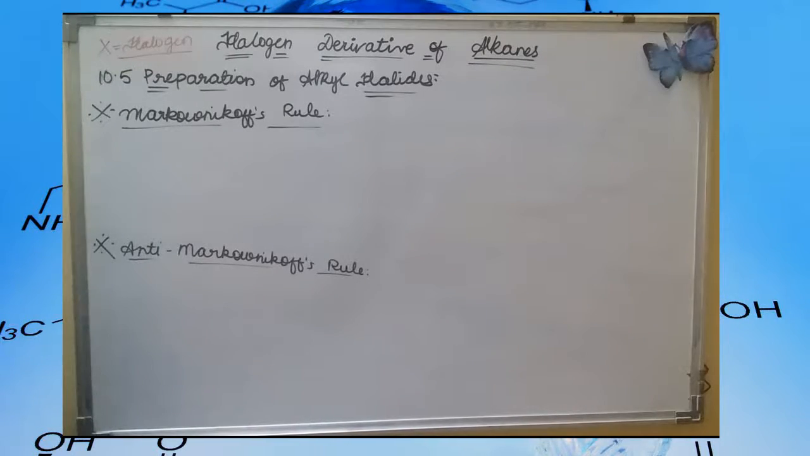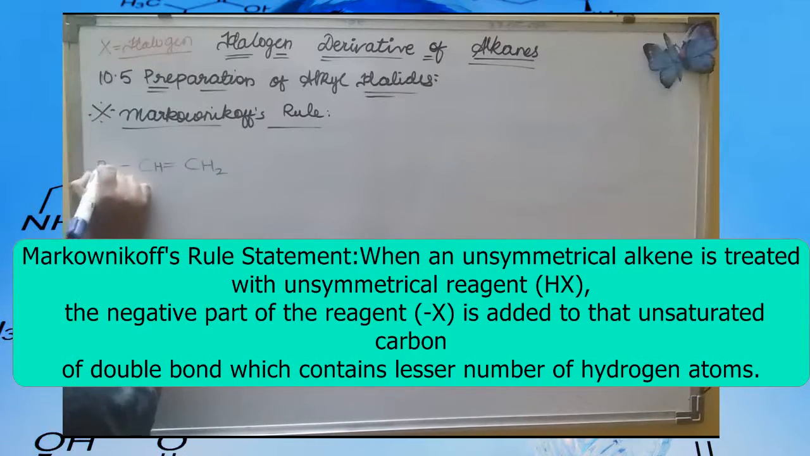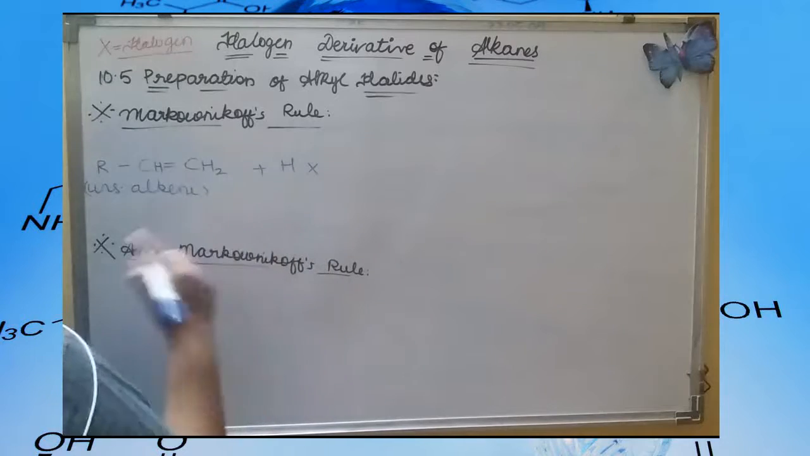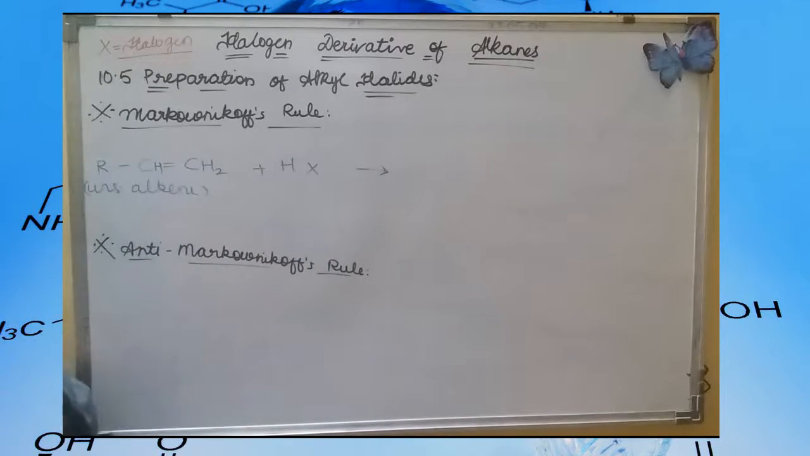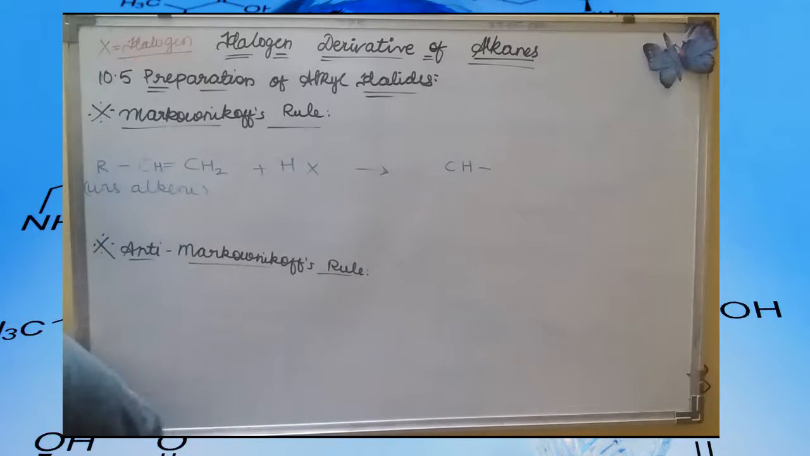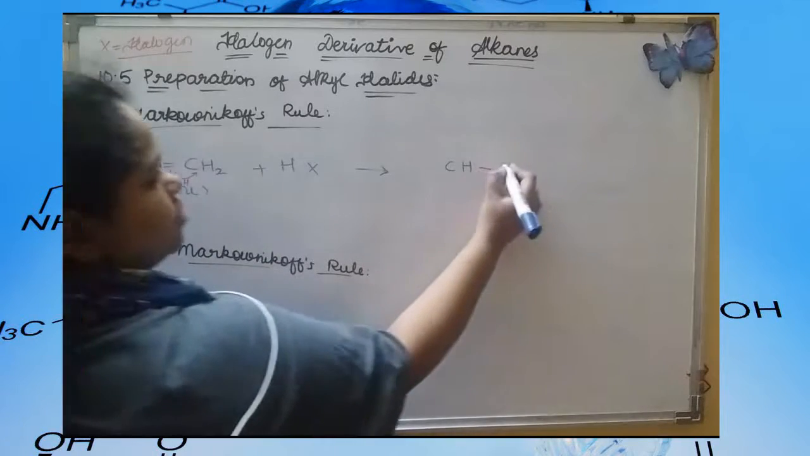Now for an unsymmetrical alkene, there would be a double bond in between, but we cannot take R on both sides. It would be on only one side, where I am attaching my R, CH and CH2. This is our unsymmetrical alkene. When an unsymmetrical alkene is treated with an unsymmetrical reagent such as HX or hydrohalide, we get alkyl halide as a result. CH will remain as it is. The double bond will break up and one H atom will get attached to CH2, so this will become CH3.